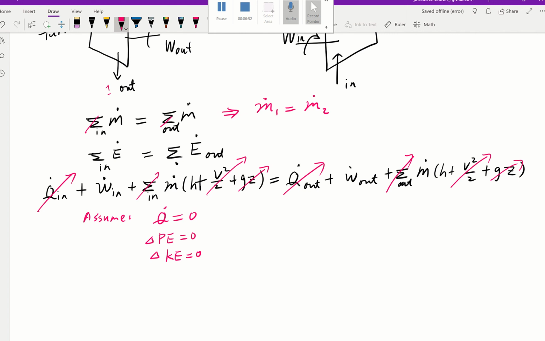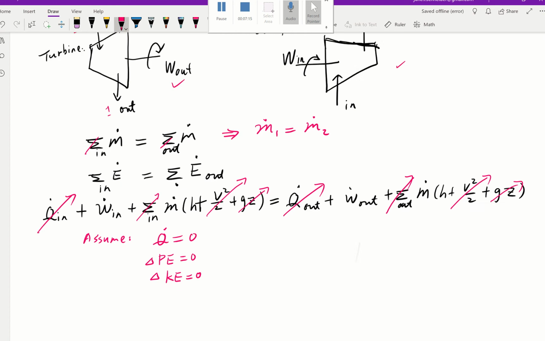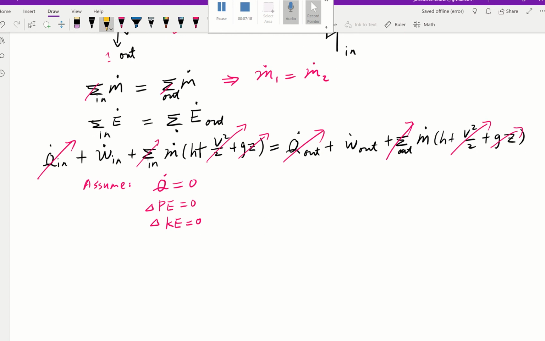simplified. Now let's think about this: compressor and turbine are two totally different devices. One requires work to increase the mechanical energy of the fluid. The other, the turbine, extracts the energy from superheated vapor to generate work. They are two different devices. So here is where we're going to start to branch. We're going to come up with two different equations, one for turbine and one for compressor.